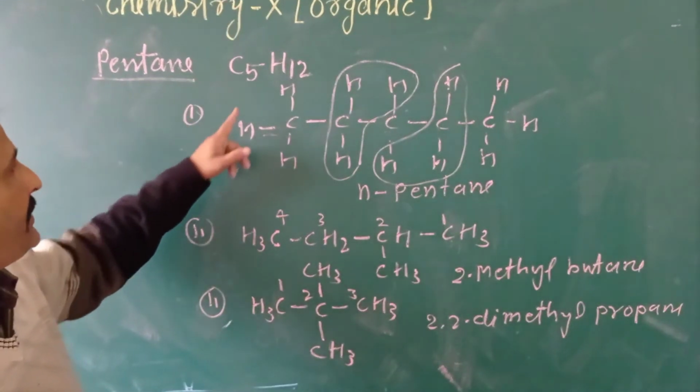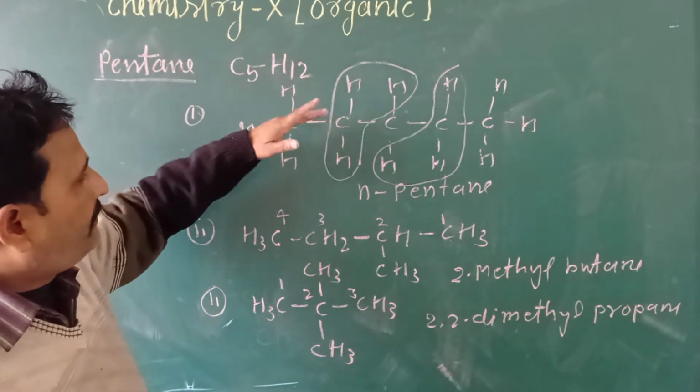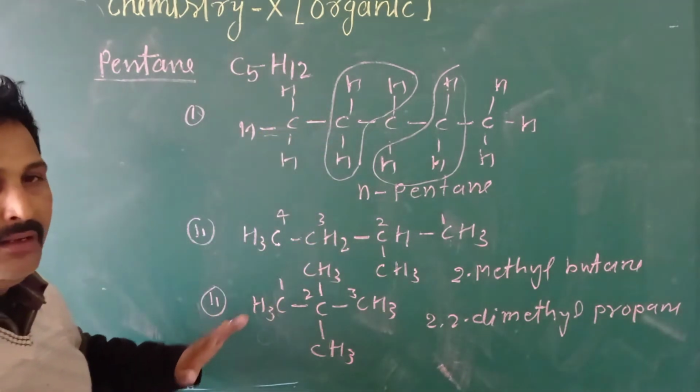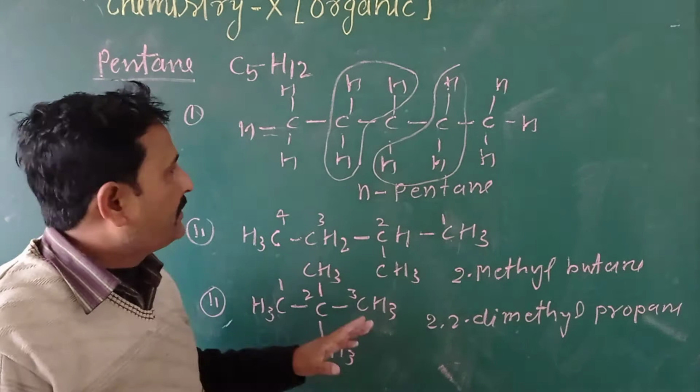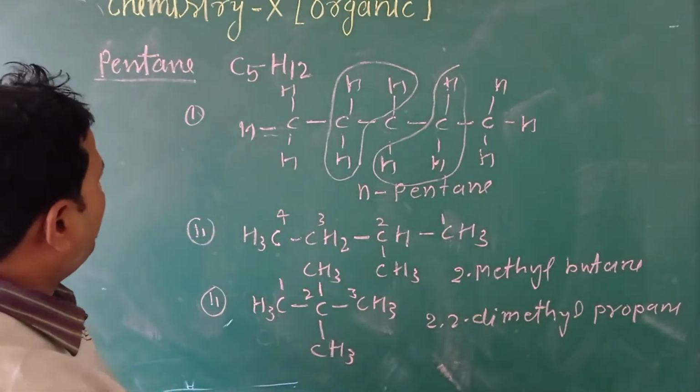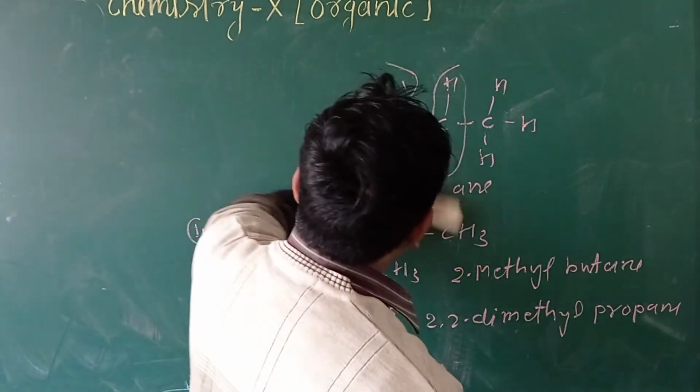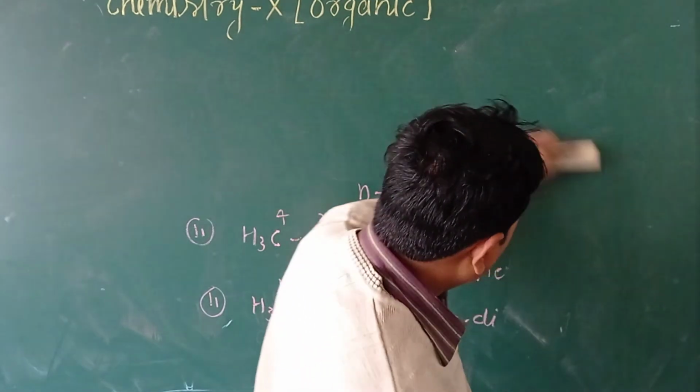A compound having the same molecular formula but different structural formula is known as isomers, and this phenomenon is called isomerism. Now I am going to start your first organic compound, alkane.